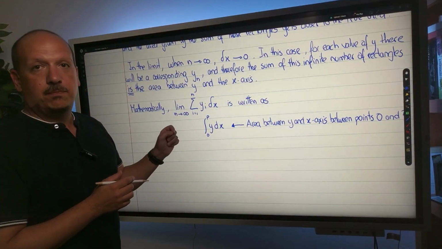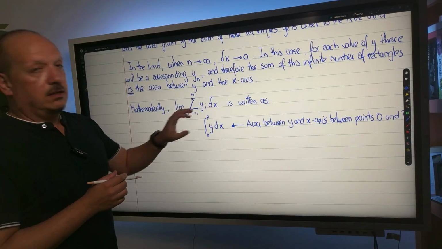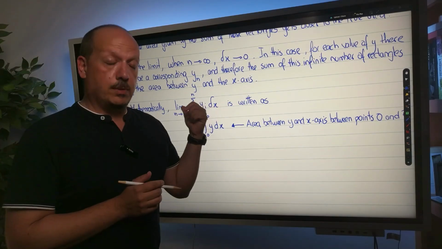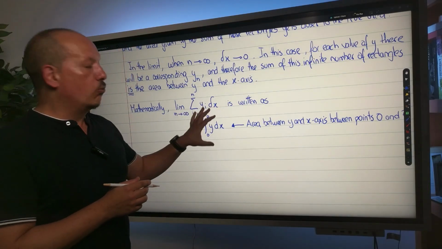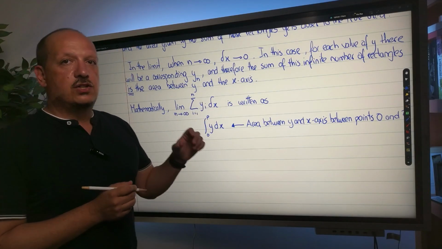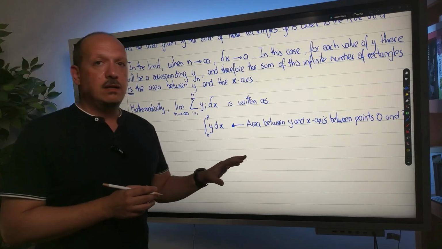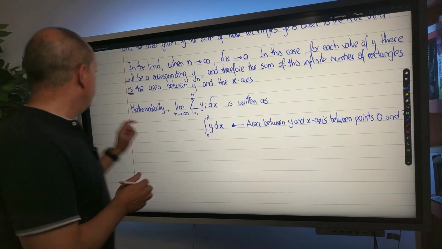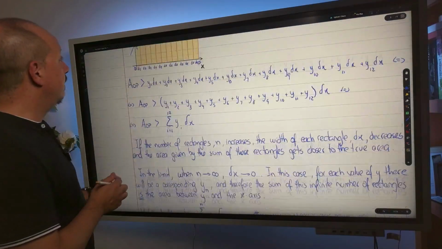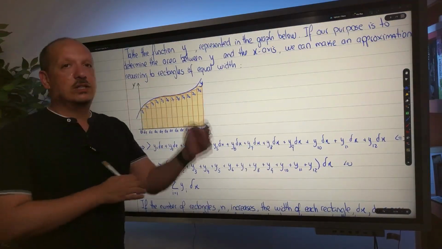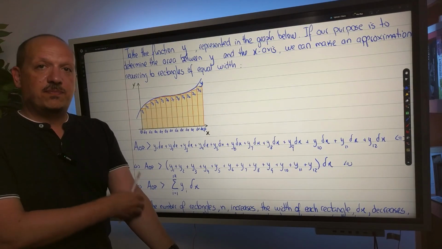All right, and from the previous lesson, from lesson 1, you already know how to integrate. So here you have a way to calculate areas underneath a curve, no matter what the curve is.